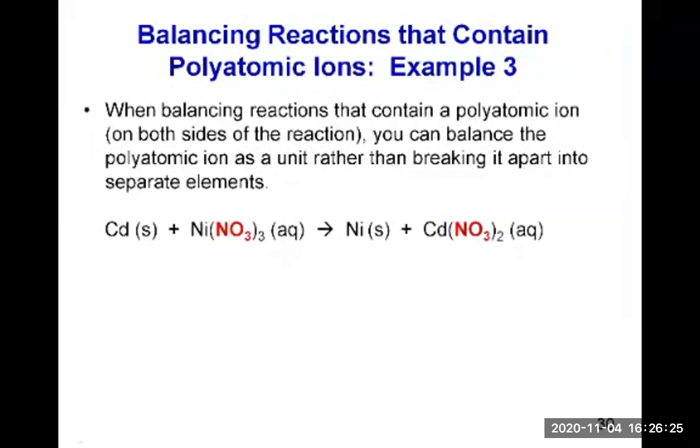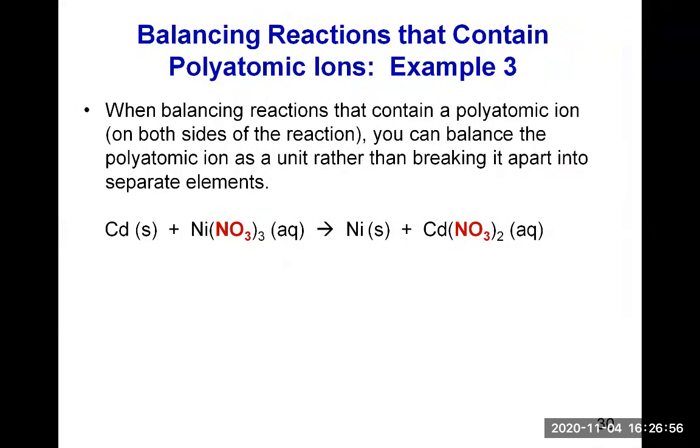So this is the fourth video of chapter 6, and we'll learn how to balance chemical equations that have polyatomic ions on both sides of the equation. So when balancing reactions that contain a polyatomic ion on both sides of the reaction, you can balance the polyatomic ion as a unit rather than breaking it apart into separate elements. You will see that it makes it a lot easier to balance and quicker.